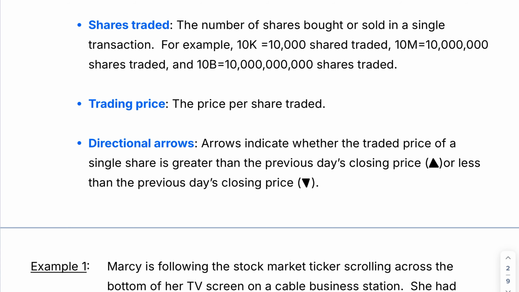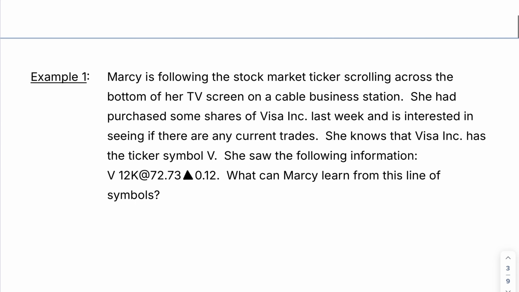And then you'll also get symbols, which are directional arrows, and these arrows indicate whether the trading price for a single share went up relative to the previous day's closing price, or if it went down compared to the previous day's closing price. Okay, now let's use this in an example so that you have better context.